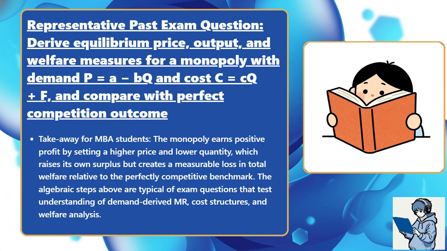Takeaway for MBA students: the monopoly earns positive profit by setting a higher price and lower quantity, which raises its own surplus but creates a measurable loss in total welfare relative to the perfectly competitive benchmark. The algebraic steps above are typical of exam questions that test understanding of demand-derived marginal revenue, cost structures, and welfare analysis.